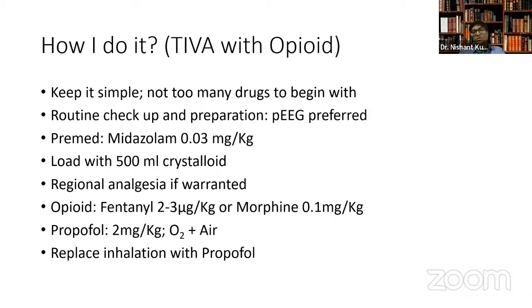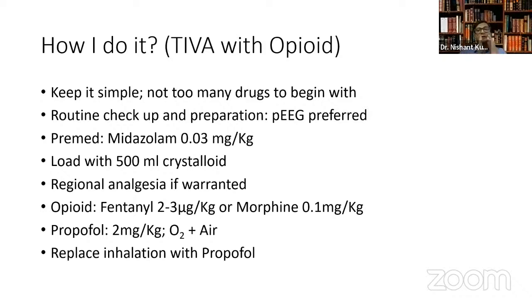Routine checkup and preparation. Pre-oxygenation is always preferred. You pre-medicate with midazolam, 0.03 milligram per kg. You load with crystalloid. 500 ml is not going to matter much. Regional anesthesia, if you feel you want to give a block, please go ahead. I usually give an opioid or morphine as a bolus. Propofol 2 milligram per kg, oxygen and air. These are the routine things I do.